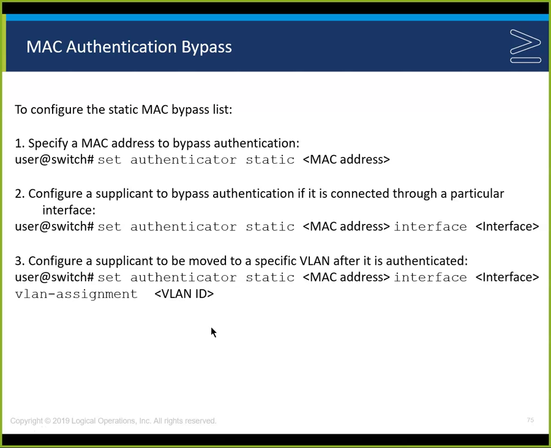Configure the supplicant to be moved to a specific VLAN after it's authenticated. This is one of the clever things that can happen with 802.1x. Once you get authenticated, the switch can then place you on the VLAN that you should be on after you get authenticated.